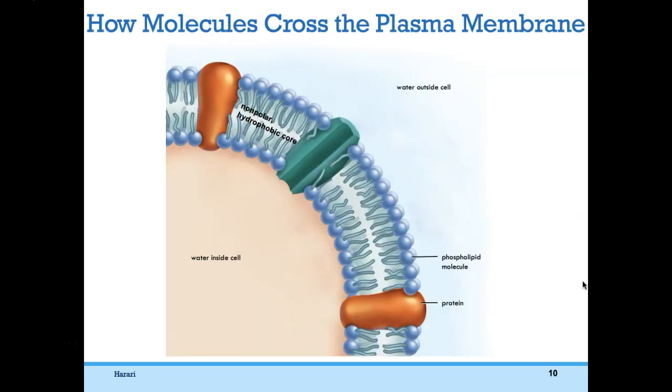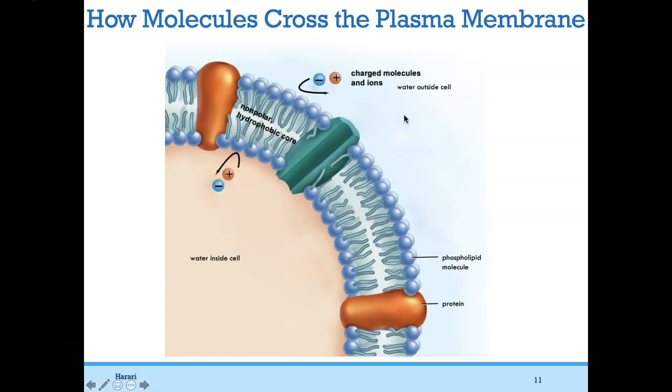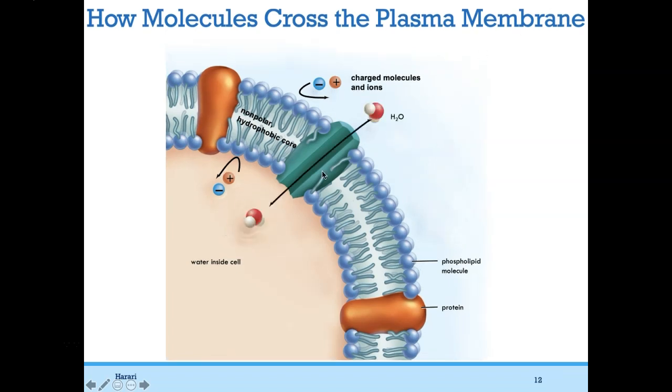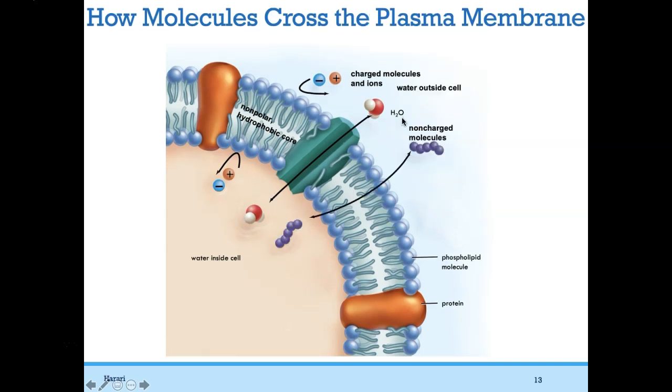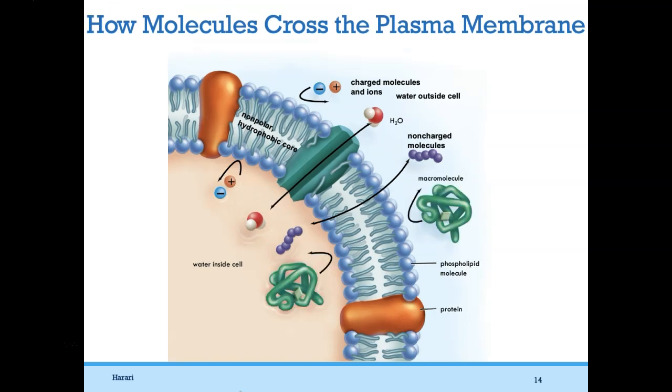So just to summarize, here we have our phospholipid bilayer. The nonpolar hydrophobic core is on the inside. And any charged molecule or ion cannot enter or exit the cell on its own. Water has to go through a special channel protein called an aquaporin. A non-charged, nonpolar molecule is the only thing that can easily cross the membrane. Small, nonpolar, hydrophobic molecules like steroids, some vitamins, some hormones can cross the membrane on their own. Large macromolecules like proteins cannot cross the membrane on their own. So make sure you understand this at this point.